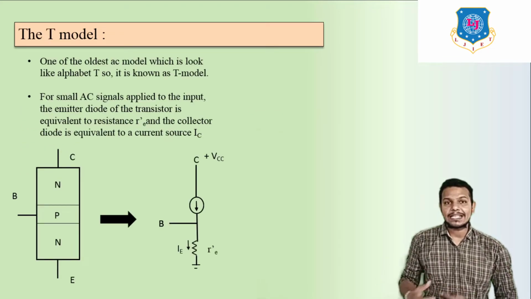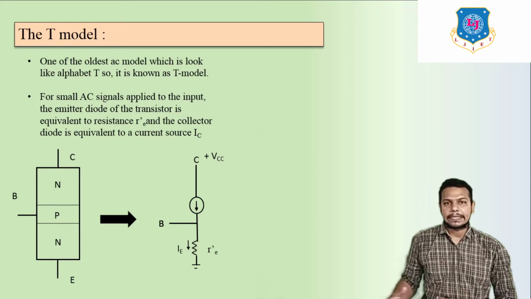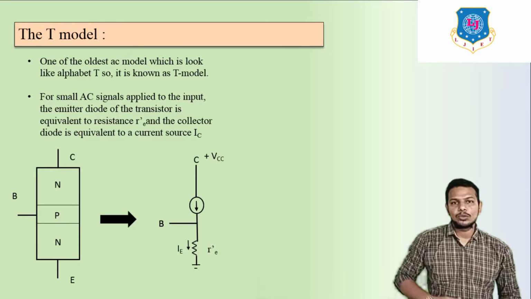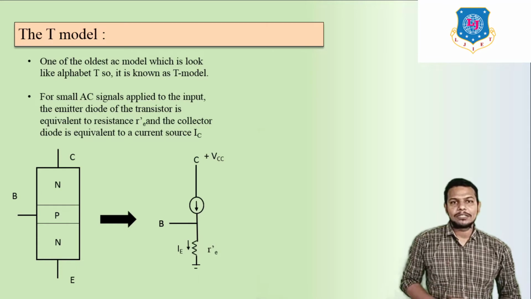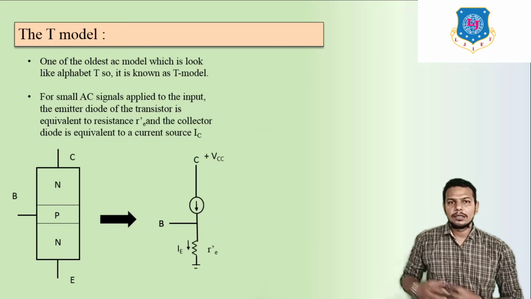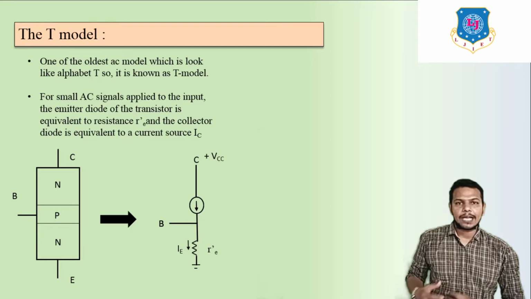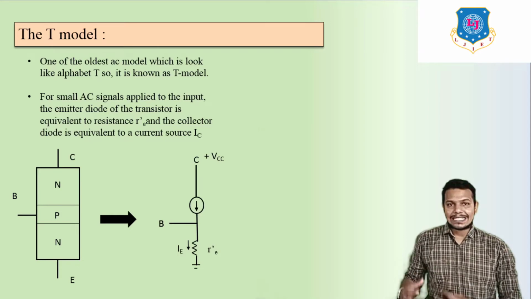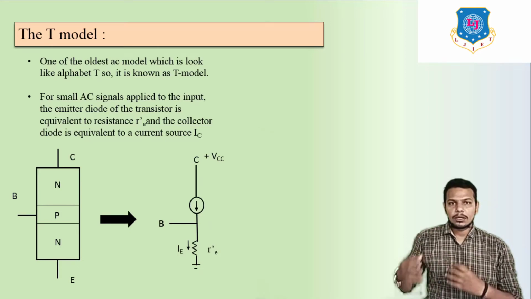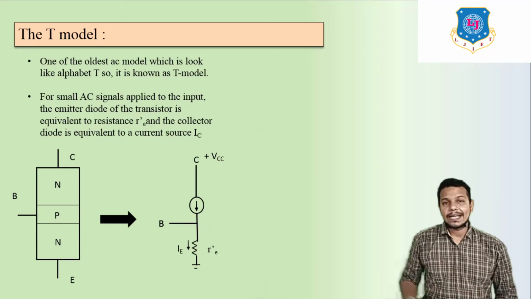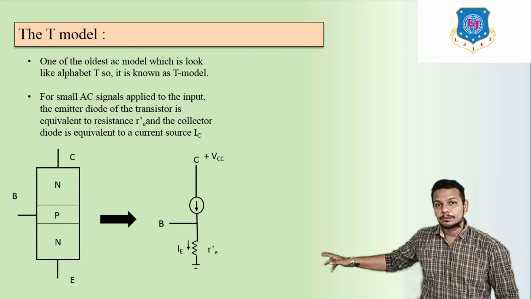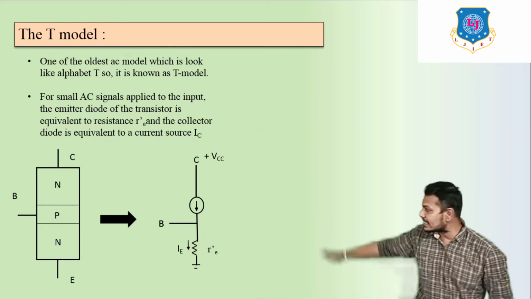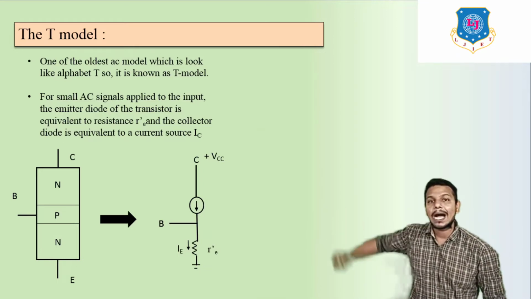One of the oldest AC models looks like the alphabet T, so it is known as the T model. For small AC signals applied to the input, the emitter diode of the transistor is equivalent to the resistor RE dash, and the collector diode is equivalent to the current source IC. That means for AC signal analysis, we have to transform it into RE dash. Here we can see RE dash, and the other source is converted into IC. Here we can see this is the current source, which is converted into IC.